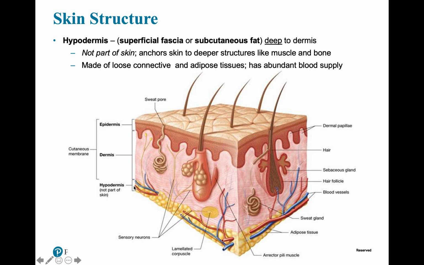This abundant blood supply is why a lot of times injections are given subcutaneously through a hypodermic needle. It's because when you administer drugs to the hypodermis, it immediately gets into the blood supply because it has a lot of blood vessels running through it. And then because you see abundant adipose in the hypodermis, another function of the hypodermis is for temperature regulation.